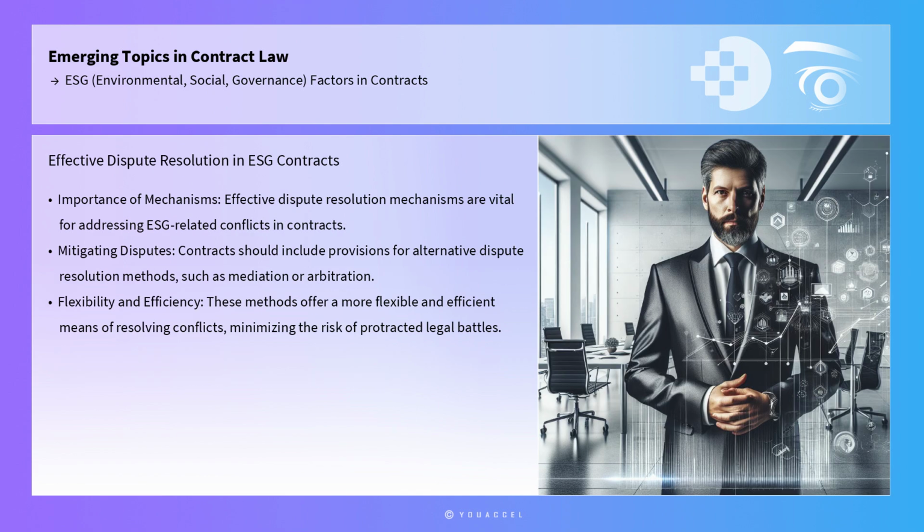In addition to monitoring and reporting, effective dispute resolution mechanisms are vital for addressing ESG-related conflicts in contracts. Given the complexity and evolving nature of ESG issues, disputes may arise regarding the interpretation of ESG clauses or the fulfillment of ESG obligations. To mitigate such disputes, contracts should include provisions for alternative dispute resolution methods, such as mediation or arbitration. These methods offer a more flexible and efficient means of resolving conflicts, minimizing the risk of protracted legal battles and fostering collaborative solutions.